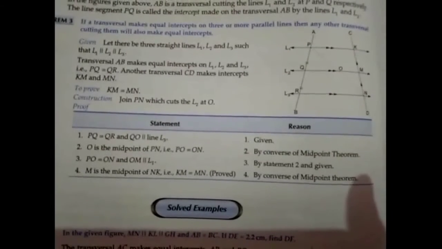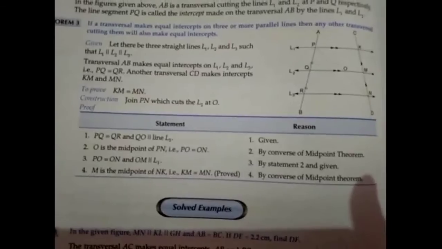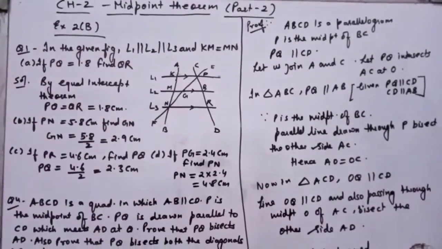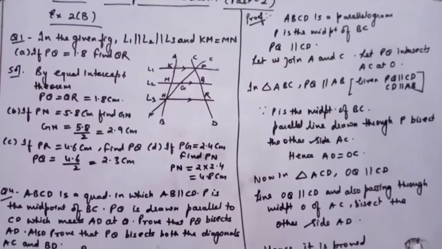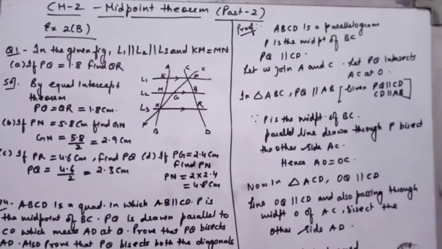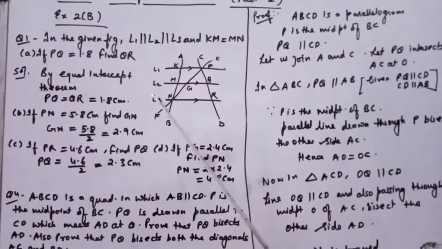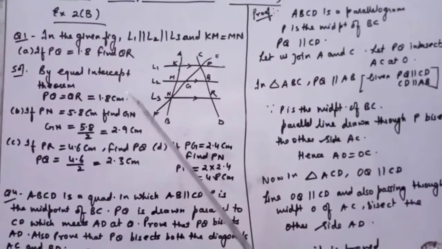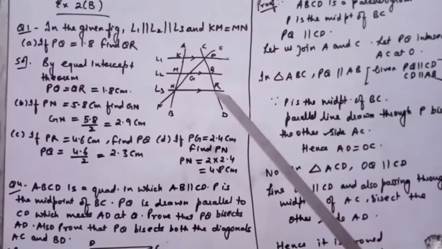On the basis of this we see exercise 2B of the chapter. Now students, we see question number 1 from exercise 2B. In the given figure, L1 is parallel to L2 which is parallel to L3 and KM equal to MN. If PQ equal to 1.8, we have to find QR. So by the equal intercept theorem, we can say that this PQ is equal to QR.